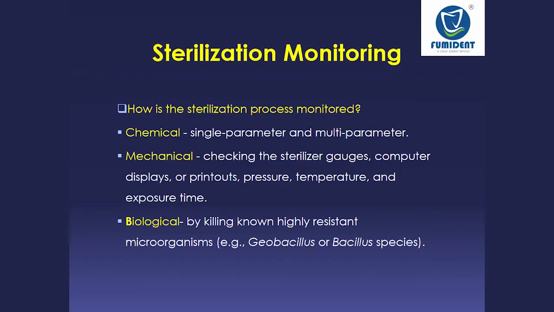There are different types of indicators which we can use for sterilization monitoring, for example chemical indicators and biological indicators. In chemical indicators there are single parameter indicators and multi-parameter indicators. A single parameter indicator will judge whether the temperature was adequate, the pressure was adequate, or the time was adequate. But the multi-parameter indicator will show whether all three parameters were appropriate for the sterilization procedure or not.